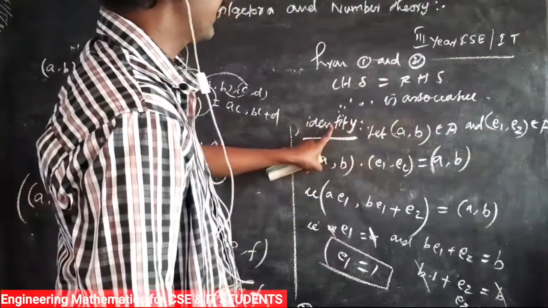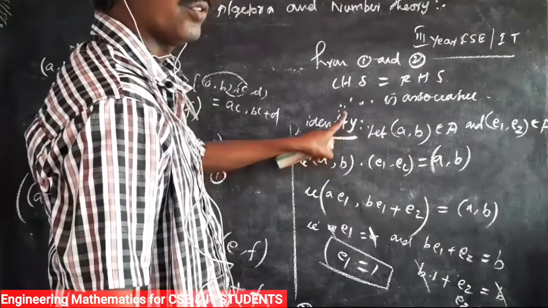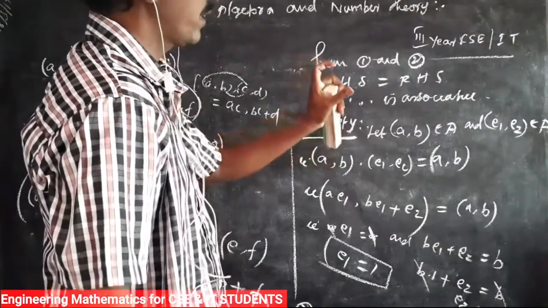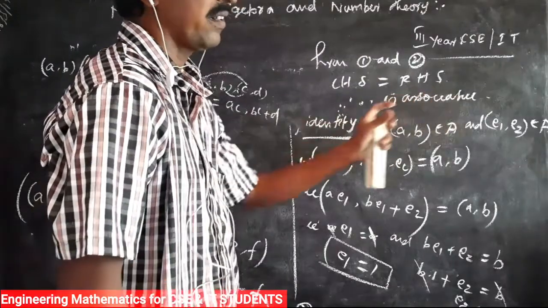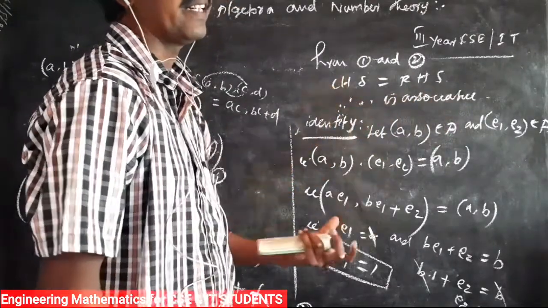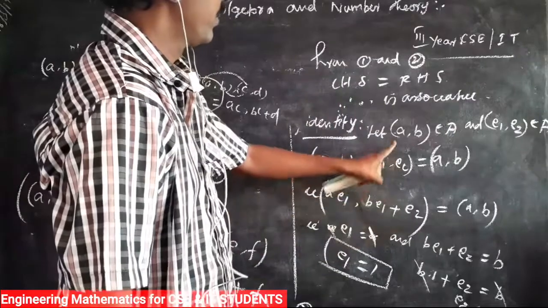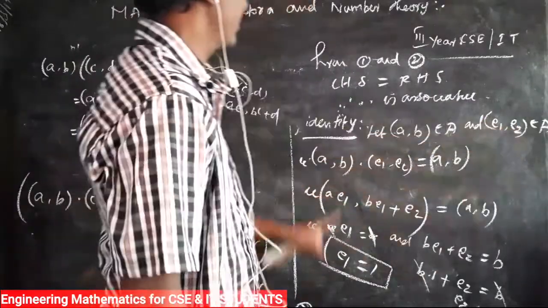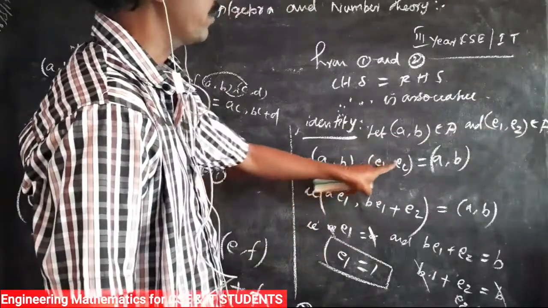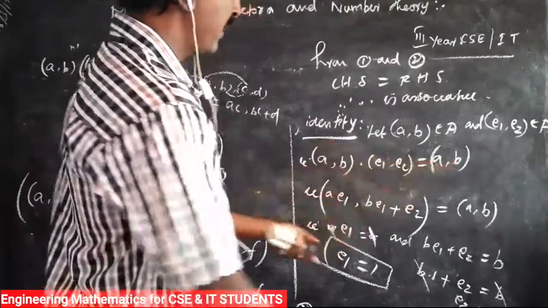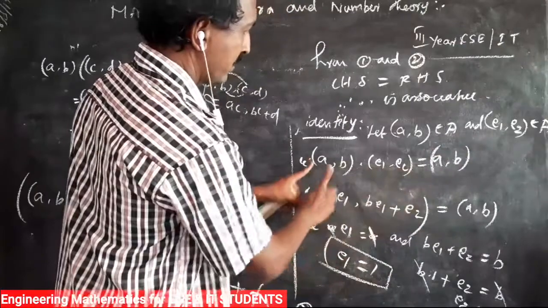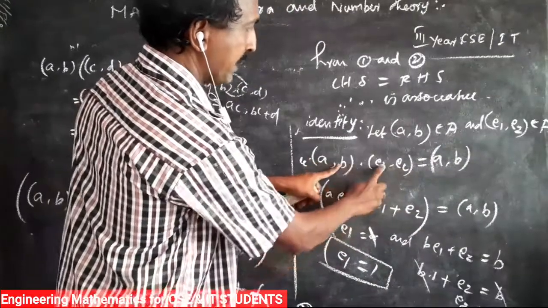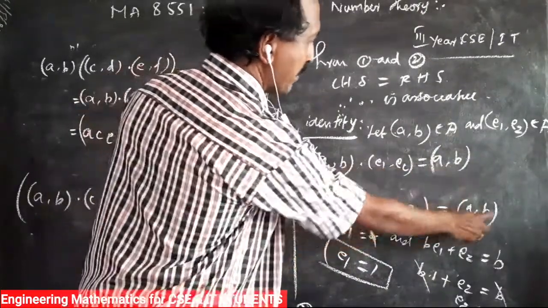Let me repeat, with identity, a star e is equal to a. We take one element a comma b in the R cross R matrix, and we take the identity as e1 comma e2, so e1 comma e2 belongs to A. So a comma b dot e1 comma e2 equal to a comma b, ordinarily a dot e equal to a.